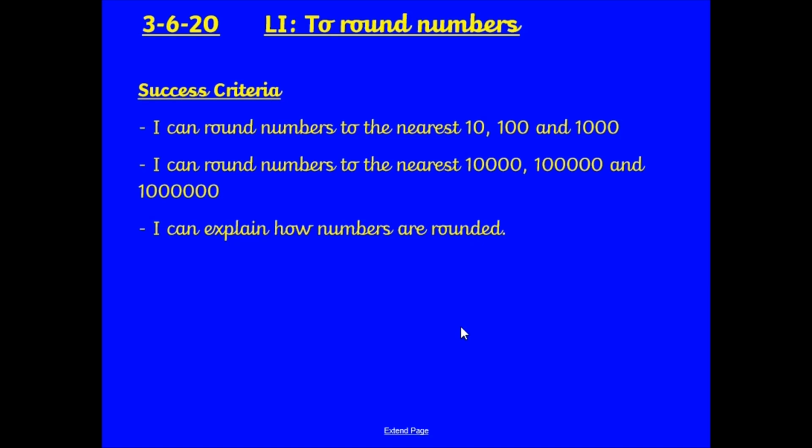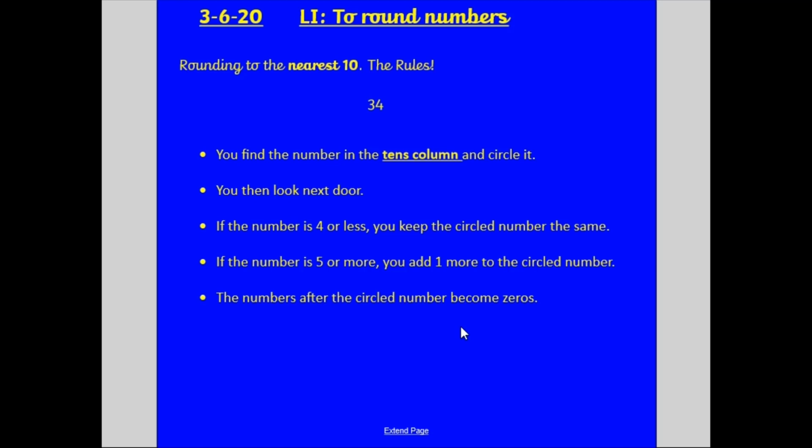Hello, good morning Year 6 and welcome to today's maths lesson where we are going to be looking at rounding numbers. We're going to be looking at rounding numbers to the nearest 10, 100, 1000, 10,000, 100,000 and million. And of course, by the end of the lesson you are going to be able to explain how numbers are rounded and the rules for them.